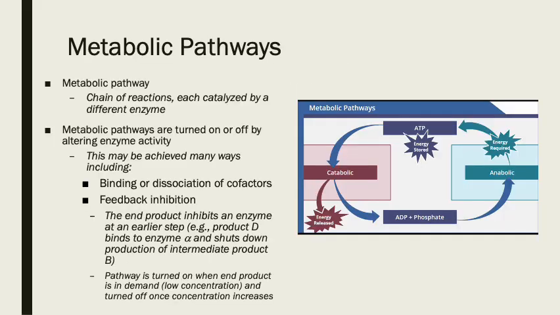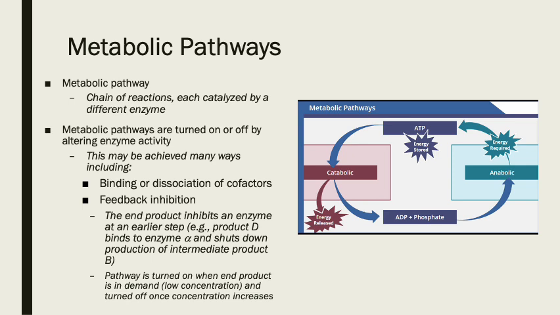All right, metabolic pathways. A metabolic pathway is a chain of reactions that are catalyzed by enzymes within our bodies. Metabolic pathways can be turned on or off, and these can be achieved either by binding or by feedback. So if we need something made in our body, a feedback mechanism is going to turn on saying, hey, we need to make more of this. And then we'll make more.